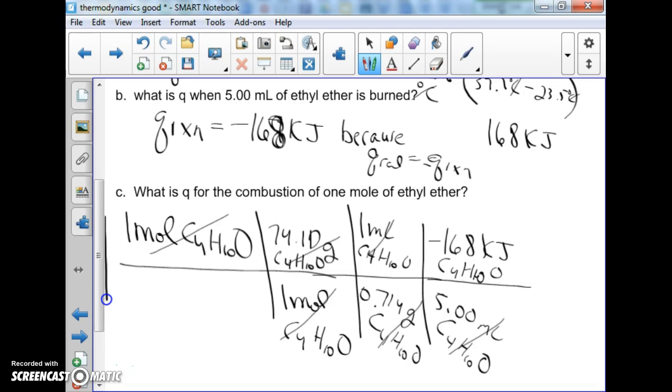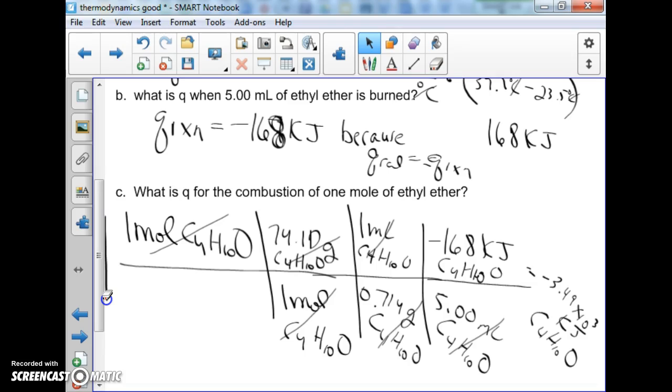So if you go through all that math, I get negative 3.49 times 10 to the third kilojoules of ethyl ether. Now, what does the negative tell me? This was your bell ringer question. What does a negative Q tell me? It tells me that heat is released, or it's exothermic. Questions about C? A, B, or C?